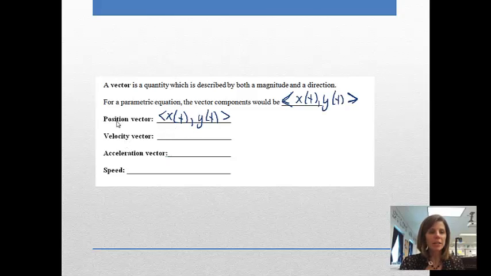And then velocity: to get velocity from position, we take the derivative. So this will just be the derivative of x and then the derivative of y. And then the acceleration vector is just the derivative of velocity, or the second derivative of position. So it's just going to be the second derivative of x and then the second derivative of y.